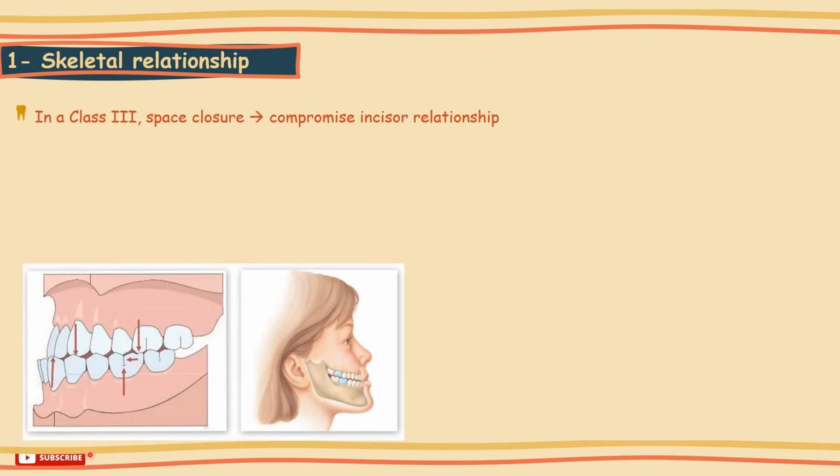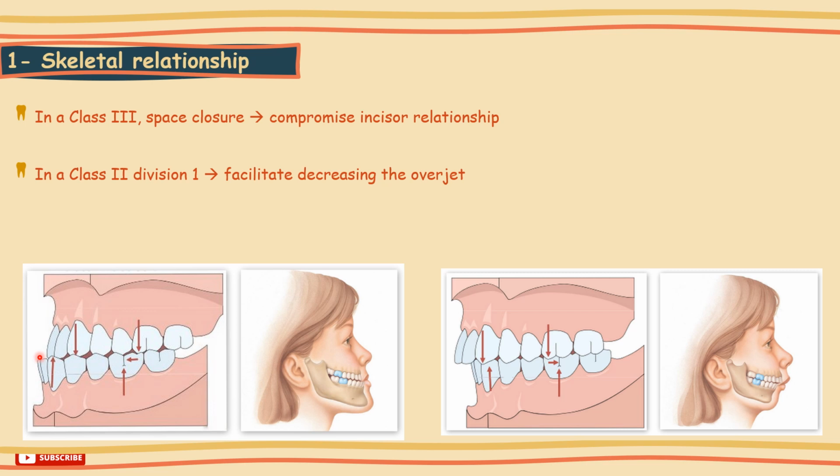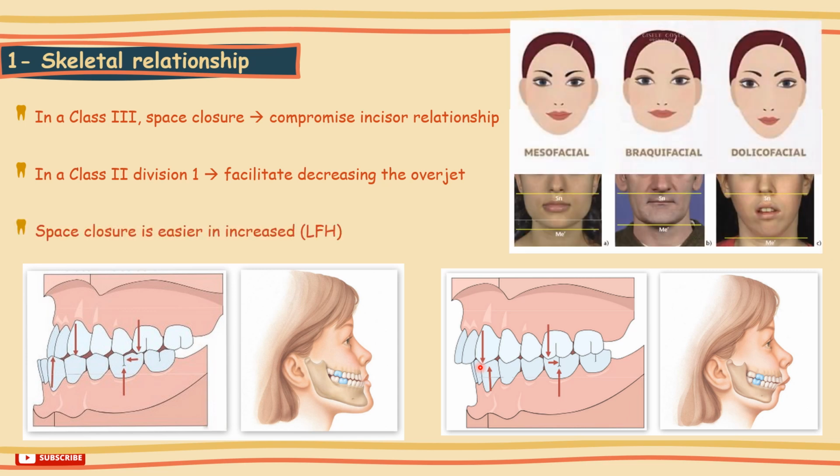Number 1. Skeletal relationship. In a Class 3 case, space closure in the upper arch could compromise the incisors' relationship even more, whereas in Class 2 Division 1, it would facilitate decreasing the overjet, which is desirable. Also, consider the vertical relationship, as space closure is easier in patients with increased lower face height and harder in patients with decreased lower face height.